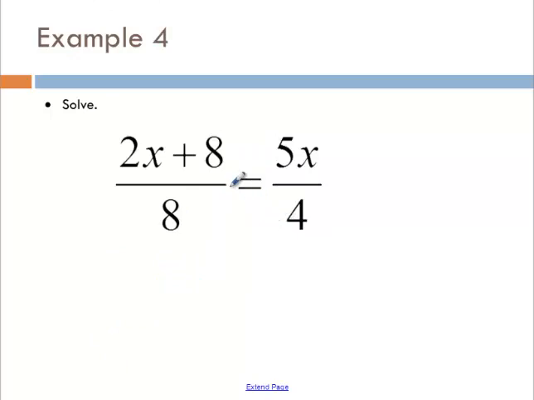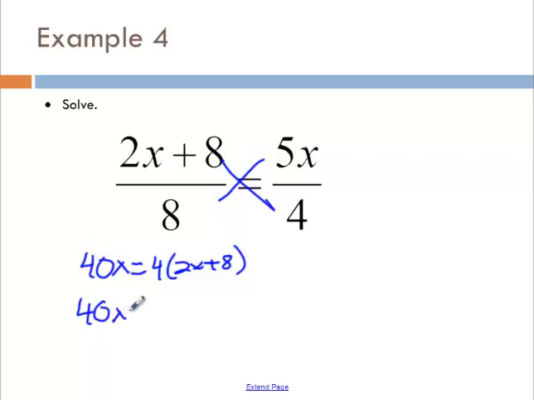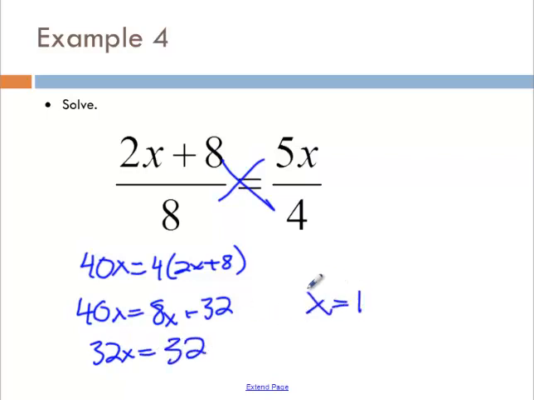Now we've done stuff like this already. Cross multiply: 8 times 5x, that's 40x. Now I'm going to take 4 and multiply by everything on this side. To avoid mistakes, I highly encourage you to write it out in two steps. 4 times 2x is 8x. 4 times 8 is 32. When you solve, you subtract 8x, so 32x equals 32. x is 1.